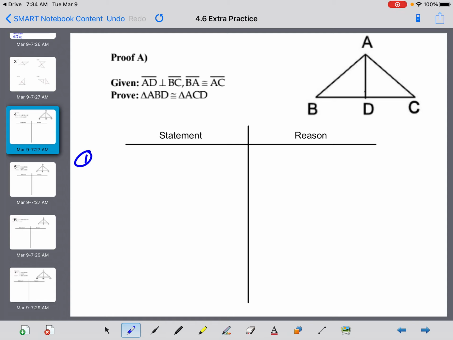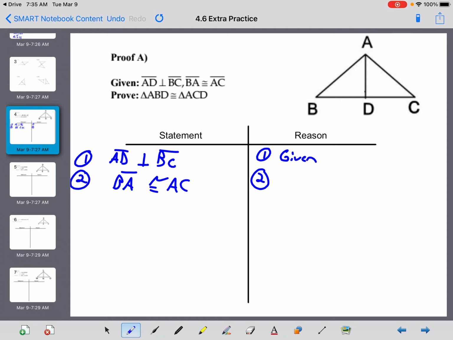First, we're going to write our givens. 1, 2. We have AD being perpendicular to BC, and we have BA being congruent to AC. And we know that those are both givens. BA is congruent to AC would be right here, and AD is perpendicular to BC.